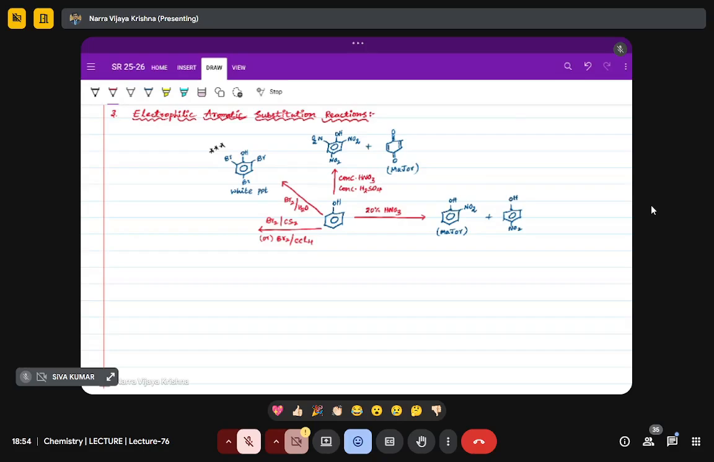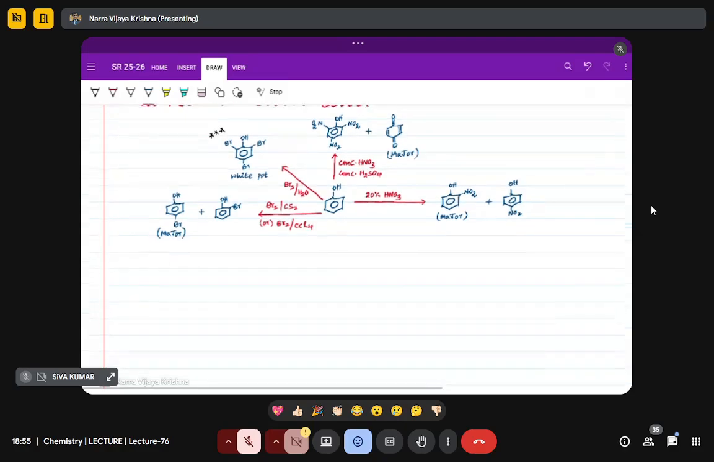Observe: if it is water, 2,4,6-tribromophenol. If it is CCl4 or CS2, an aprotic or non-polar solvent, then the product will be ortho-bromo or para-bromophenol. Now which is major? It cannot form stable hydrogen bonding, so only repulsive interactions dominate. So the major product will be para. Any questions?